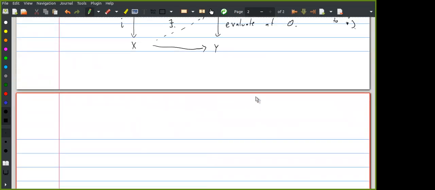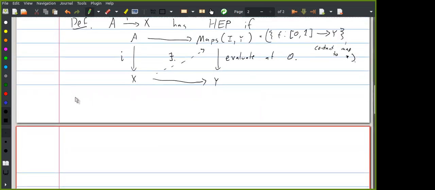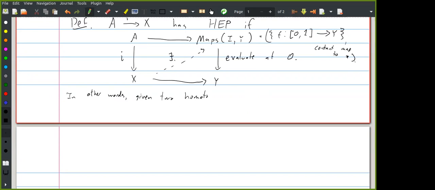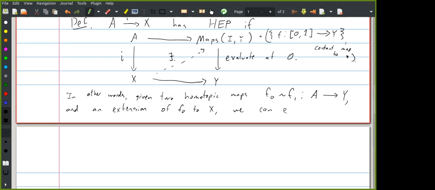Okay, so let me write that down. So in other words, given two homotopic maps from A to Y and an extension of F0 to X, we can extend the entire homotopy over X.